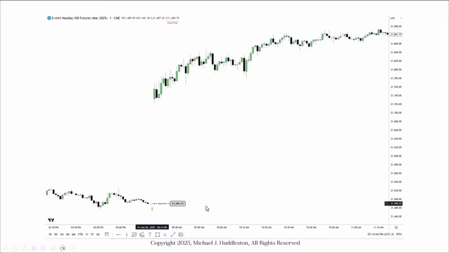So that's your first point of interest, which is the previous day's regular trading hours settlement price. That's always going to be, as you can see here, at 4:14 p.m. Eastern time on a 1-minute candlestick.